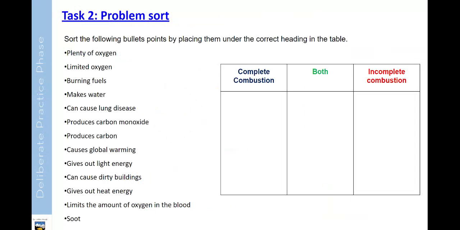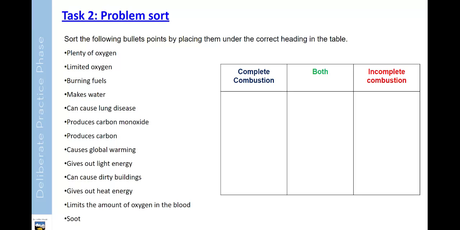So your next task is problem sort. So what I'd like you to do is go back to your student worksheet, type out those bullet points in the correct heading of the table. Pause me, come back once you have done it.